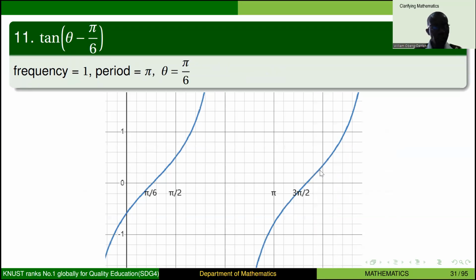That's great. Move on to the 11th question, tan theta minus pi on 6. And this one too will be a shift to the right by pi on 6. Sorry, our period is pi, and then our frequency is 1. And then we use the normal values to sketch it. That's great. All right. So that's how the whole thing is.